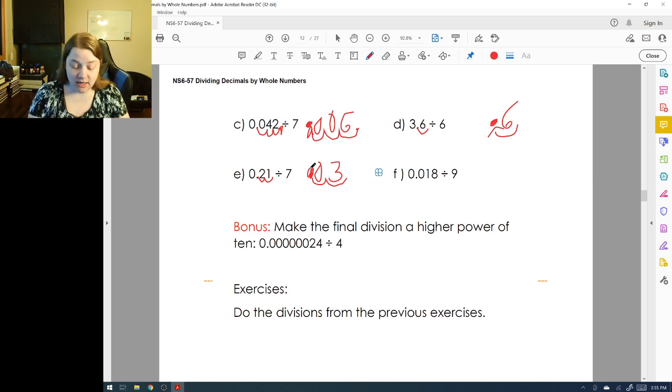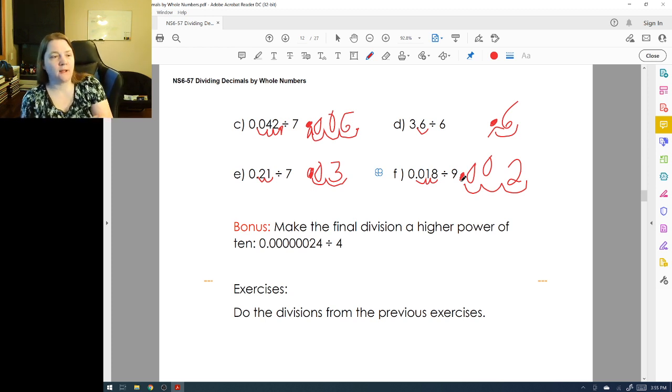Last one, letter F. I can see already I'm going to have to move that decimal 3 spaces. Once I've done that, I know what 18 divided by 9 is. 18 divided by 9 is 2. Move the decimal 1, 2, 3 spots, and I get my answer of 0.002.